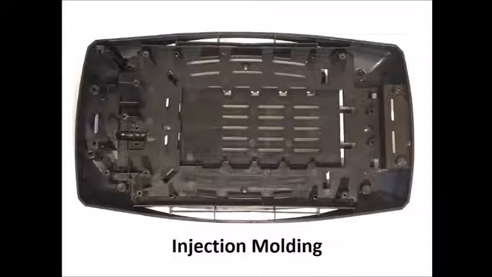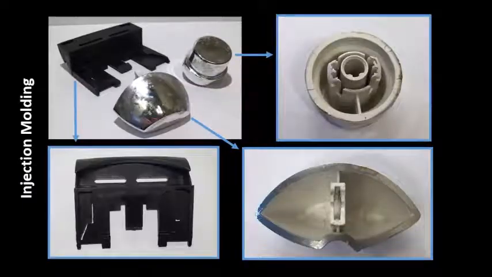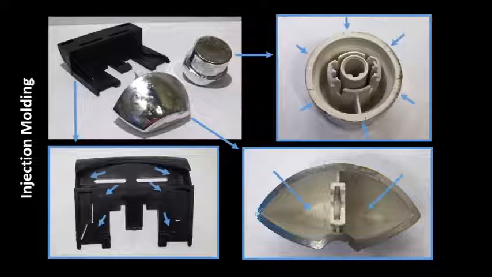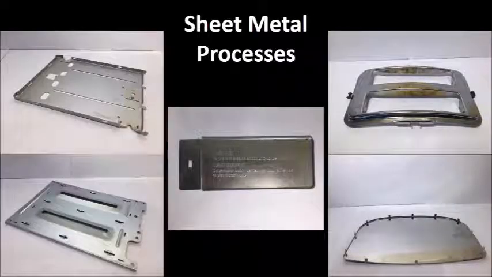We know this part was injection molded because we can see the places where the ejector pins push the part out of the mold. The following 3 components are the knob, tray handle, and lever. The ejector pin marks from the injection molding can be seen on each of these parts. The following components are made from sheet metal that was stamped and bent into the desired shapes.